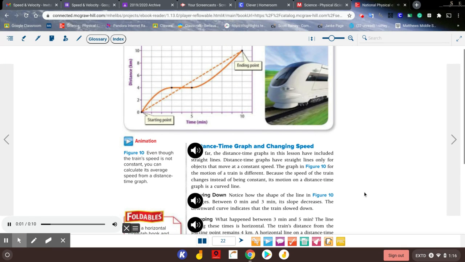Speeding up. Between 5 minutes and 10 minutes, the slope of the line on the graph increases. The upward curve indicates that the train was speeding up.